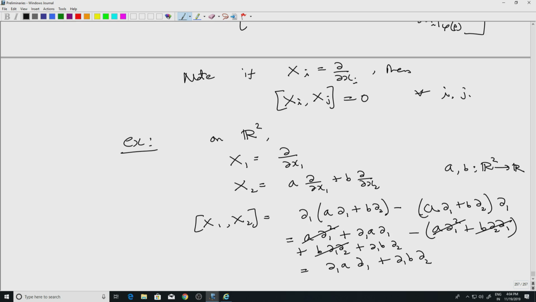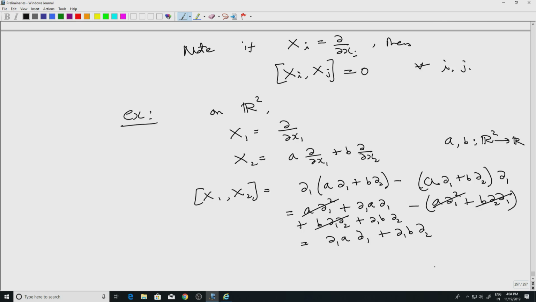All I have to do is just choose a function. So, for example, if a of x1, x2 equals x1 and b of x1, x2 is identically 0, then the Lie bracket would be just del 1 a, which is 1, times del 1. So the point is that the Lie bracket is not 0.